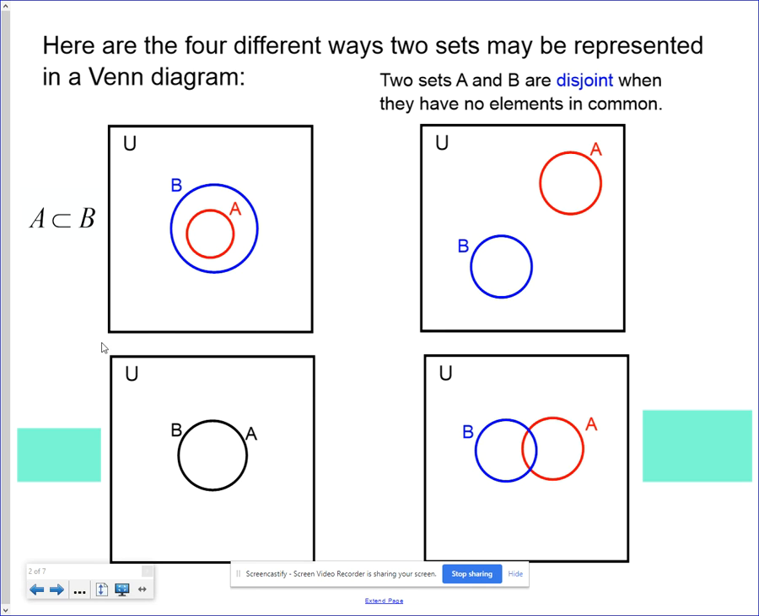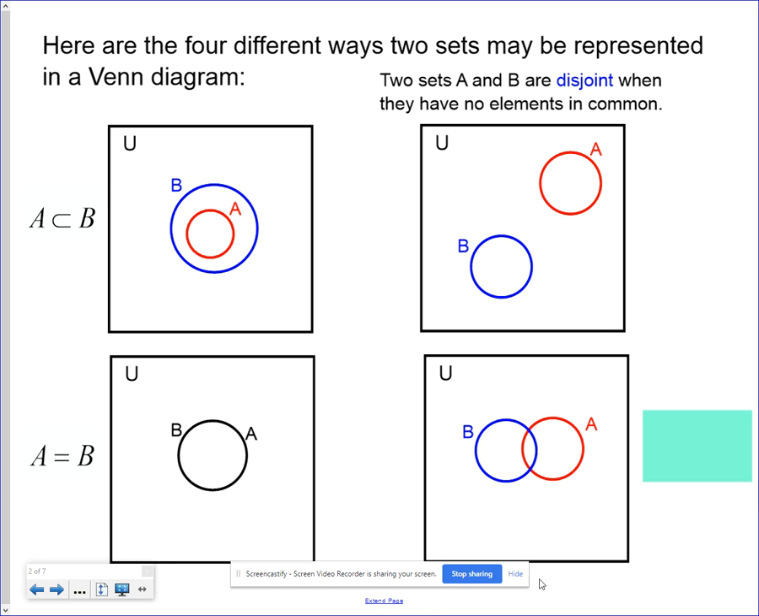If you look at this third one, both set A and set B are the same size. They're represented by the same circle. That means every element in A is also in B. Every element in B is also in A. So in this example, we can say set A is equal to set B.